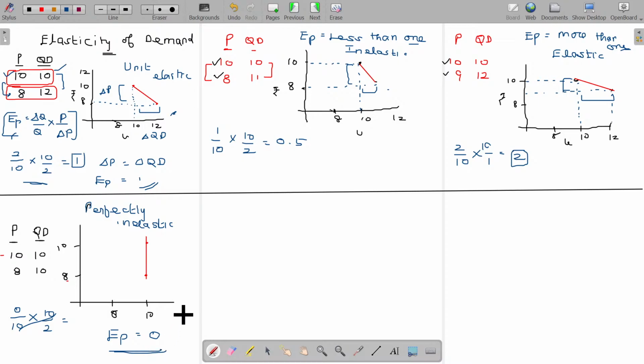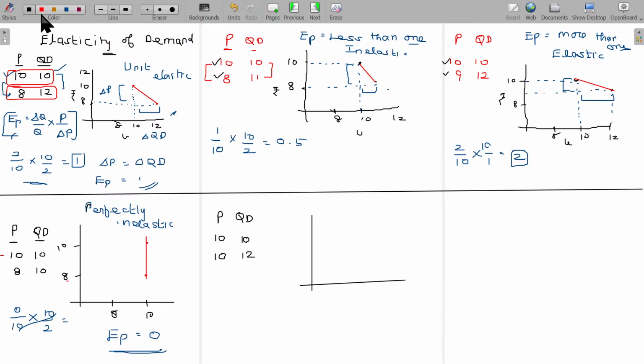The last block. How could it be in the reverse case? There will be no change in the price but a tremendous change in the quantity demanded. During COVID, some medical equipment may have been sold at exorbitant rates and the demand could not be fulfilled at the time. Let's see here. Price remains the same, 10. Quantity demanded was earlier 10, now it is increasing to 12, with the price the same. This is the scenario I am going to draw here.